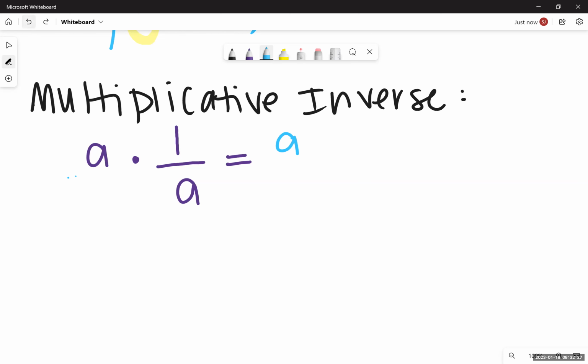Oh, I did all these little dots. Okay. This right here is going to be a over a, which is going to end up being 1. So if you have an additive inverse, you notice how we always went to 0. If you do a multiplicative inverse, or if you ever see a fraction, you're never going to end up turning any fraction into a 0, but you can always turn it into 1.